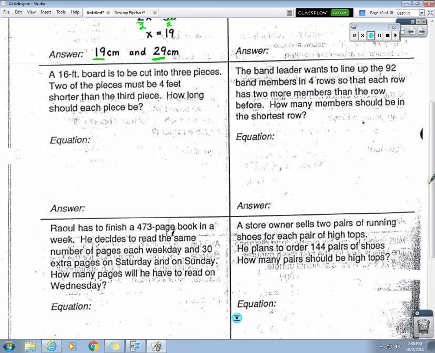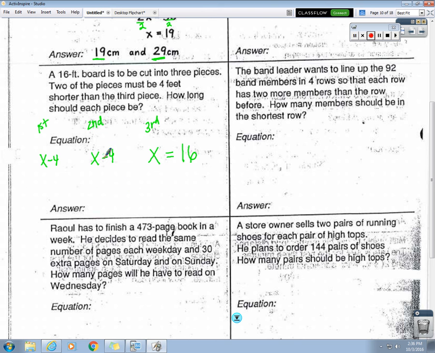A 16-foot board is to be cut into 3 pieces. Okay, if it's to be cut into 3 pieces, how many X's do we need? 3. So 1, 2, 3. Now, don't we know that it totals up to 16 feet? But what else did they tell us about the pieces? Right, okay, so let's just consider this as our 3rd piece right here. We're not going to do anything to it. But to our 1st piece and our 2nd piece, aren't they 4 feet shorter? How do you represent that? Minus 4 and minus 4, right?